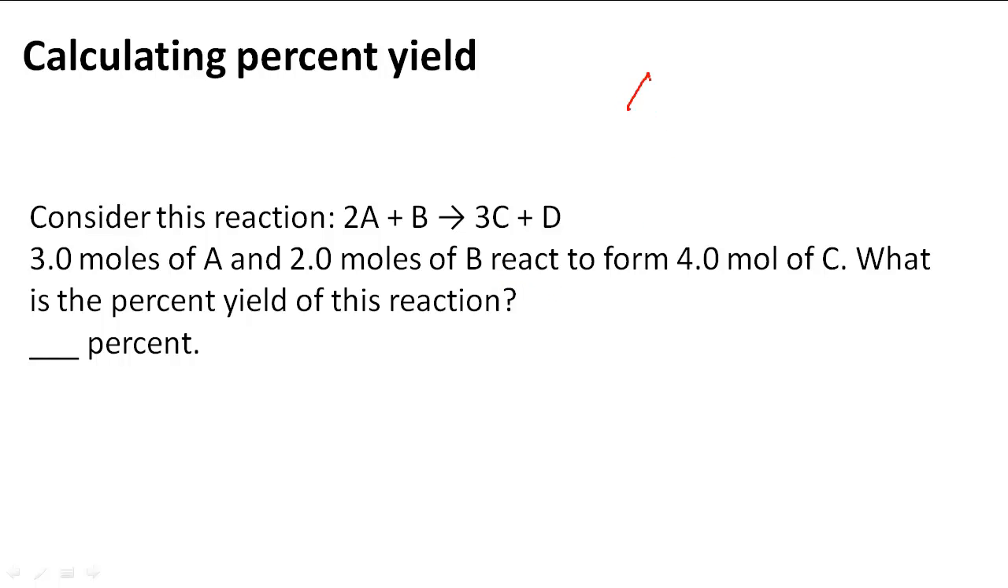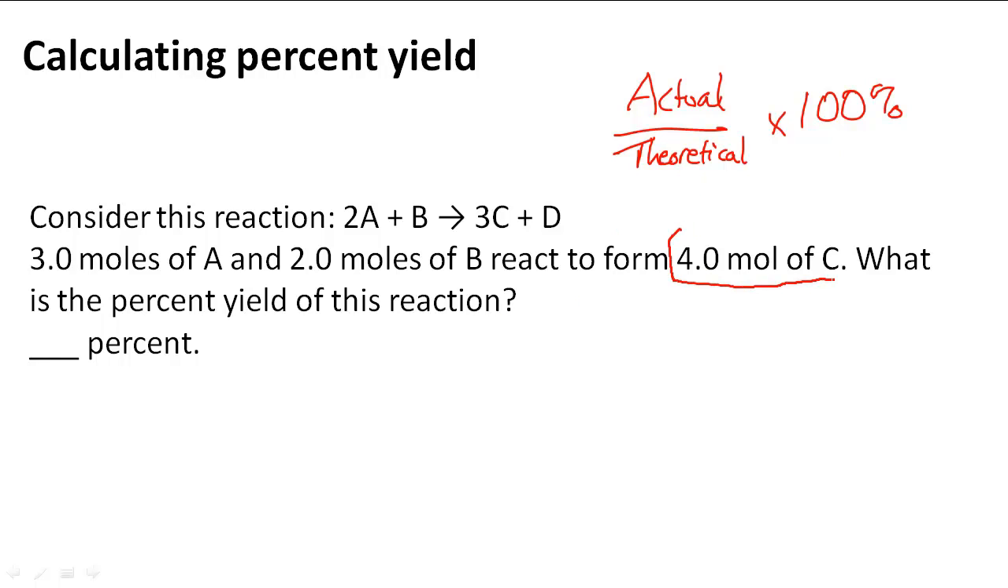So percent yield is actual yield over theoretical yield times 100%. So we know that our actual yield is 4 moles of C. What we have to figure out is our theoretical yield. To figure that out, we have to use what we were given: 3 moles of A and 2 moles of B.